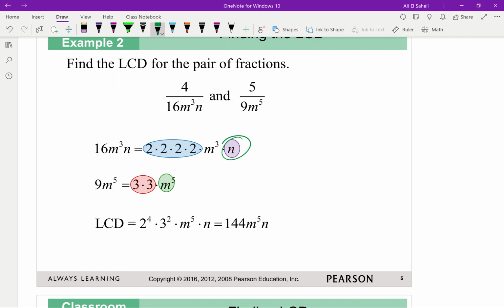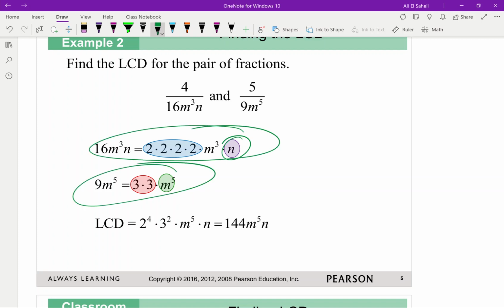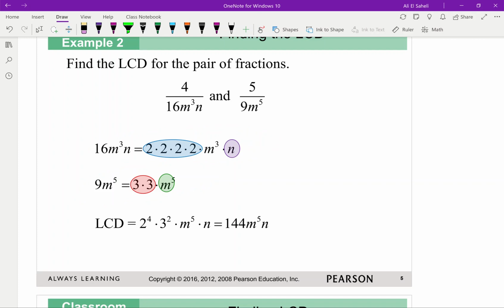n appears only in the first one, doesn't appear in the second one, and it appears only once, so you have n. Then in the second one, 3 appears only in the second one, and it's 3 to the power 2, so we include that. And m appears in both, but it appears more often in the second one. It has a higher power. We already included that. So multiply these out, and you get the least common denominator for these two fractions.